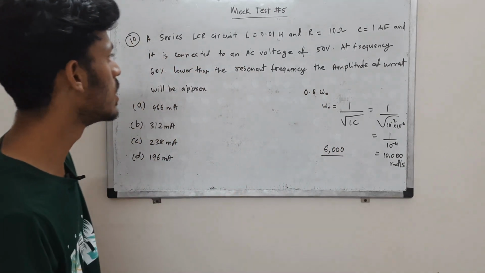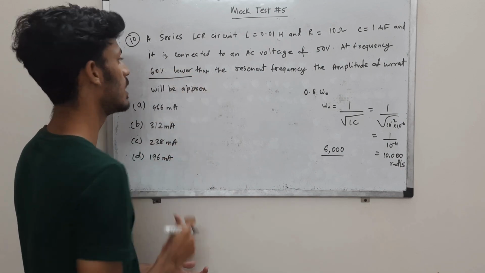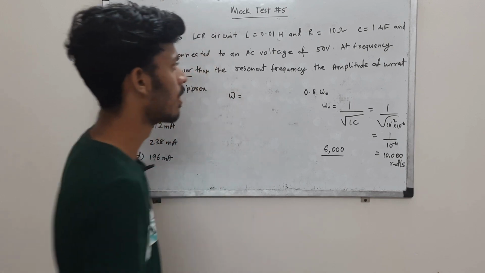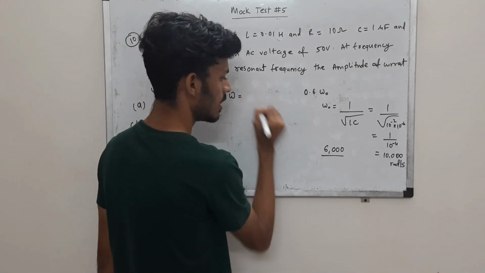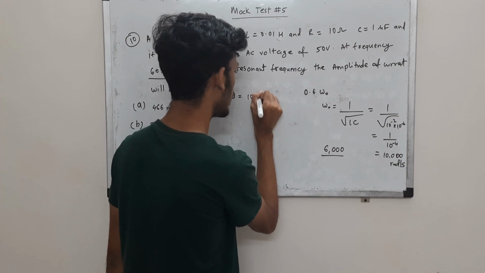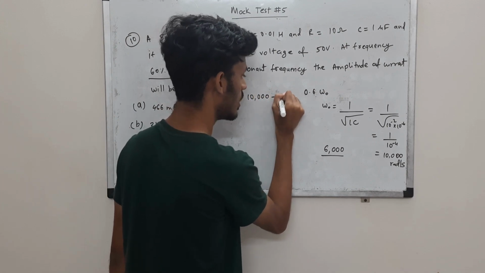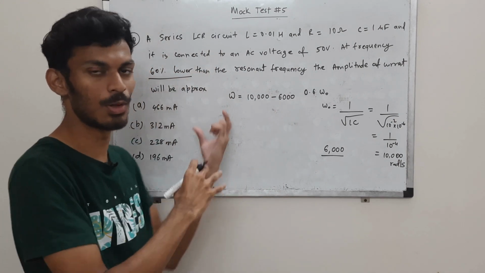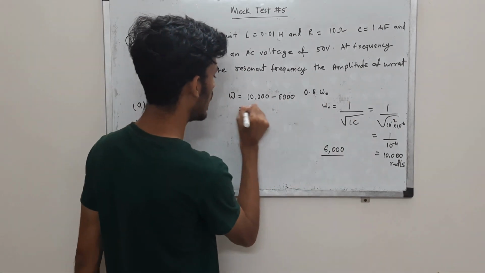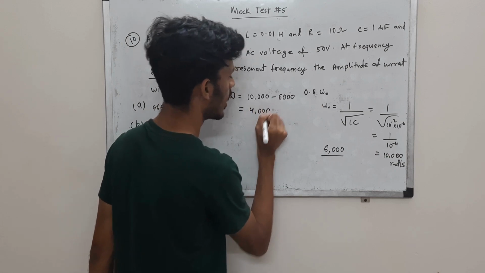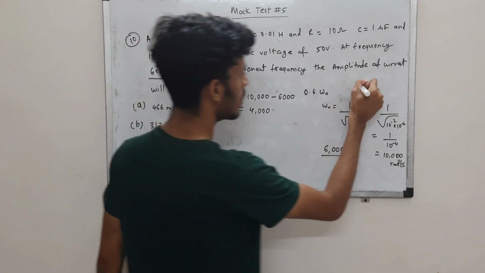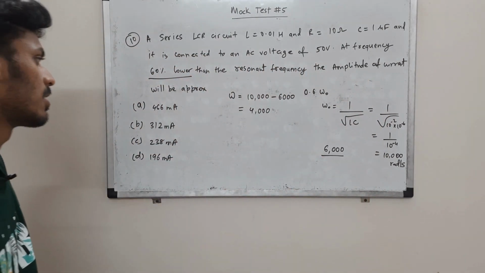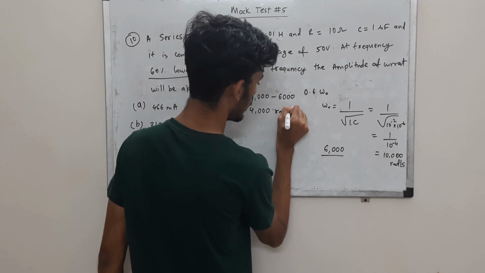Now the frequency at which the circuit is operated is 60% lower. So we are operating the circuit at a frequency 60% lower. The resonant frequency is 10,000, 60% is 6,000, so we are operating at 60% lower: 10,000 minus 6,000. We are operating it at 4,000. Or you could have directly found the 40%. So that is the frequency at which we are operating the circuit.